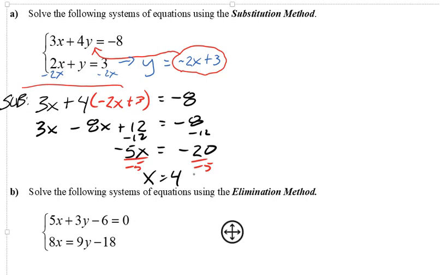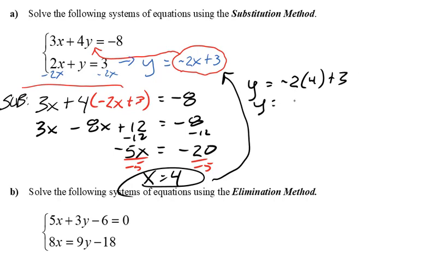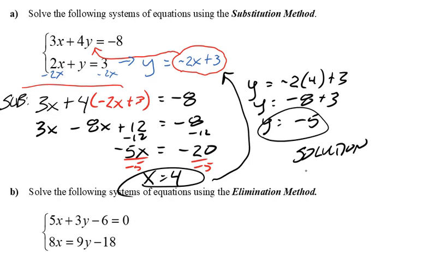As soon as we have one of our solutions, we'll back substitute and find y. In this case, y would equal negative 2 times 4 plus 3. So we'd have y equals negative 8 plus 3, or y equals negative 5. The solution is an ordered pair, and the ordered pair would be (x, y), or (4, negative 5).